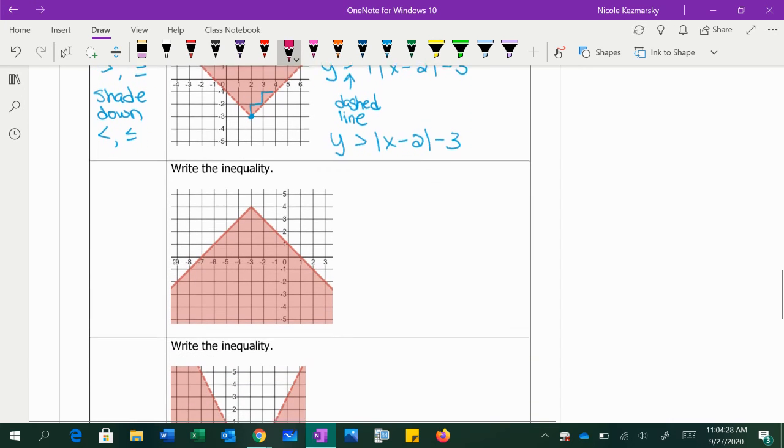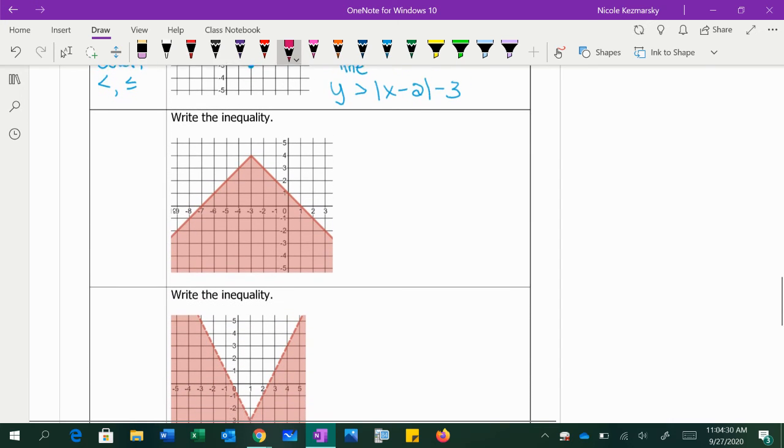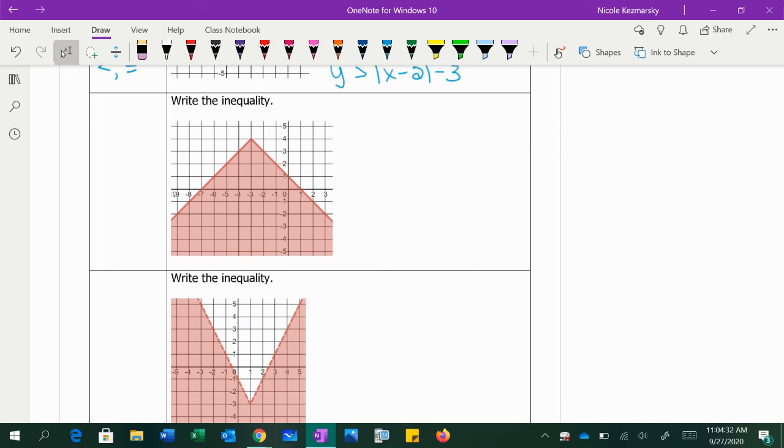Next one, right away I see shade down and I see a solid line. So that's going to help me with my inequality. I'm going to start by finding my vertex. So the vertex looks like it's at -3 up 4. Then I'm going to look at my slope. To do the slope, I go down 1, right 1, down 1, right 1. I'm hitting grid lines there. So that's -1 over 1, which gets me a -1.